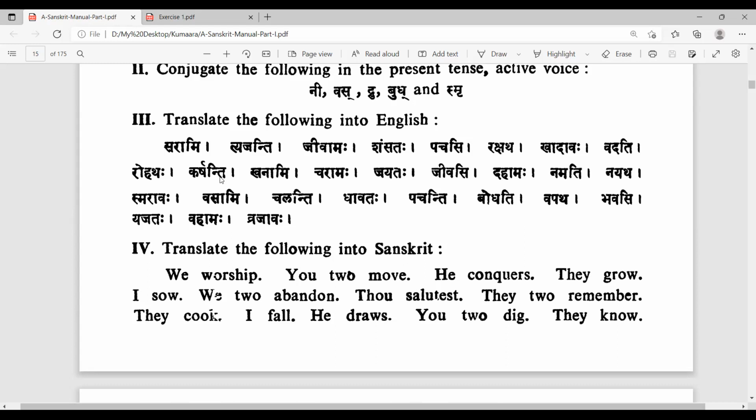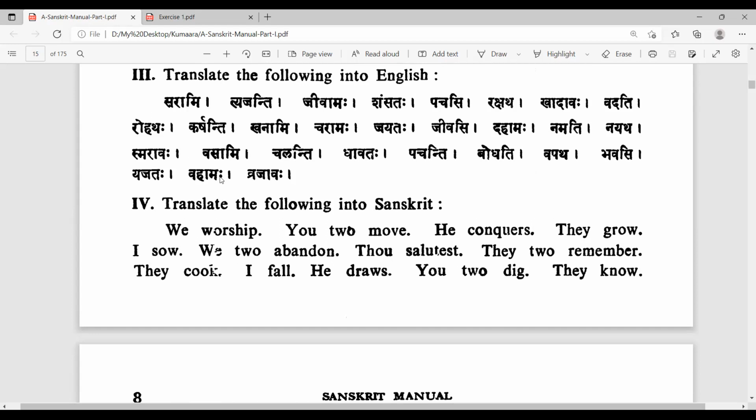Next person is Sumati. Smara. Yeah, Smara. No, Smaravaha. Smaravaha will be Avam Smaravaha. Aham vasami. Okay. Te chalanti. Tau tavataha. Pachanti. Te pachanti. Yeshaha bodati. Very good. And next is Vapatha. That will be Yuyam Vapatha. Yes.